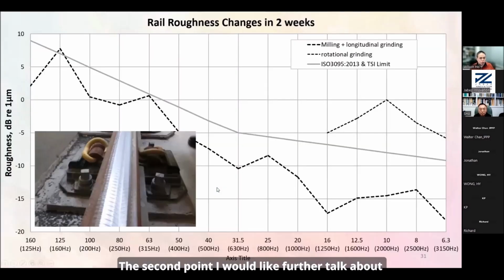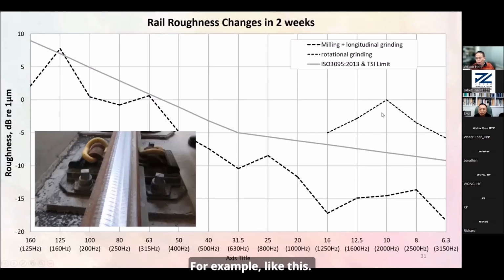The second point I would like to further explain is about rotational grinding. Normally, after the rotational grinding, there is a grinding mark. This grinding mark makes the wheel rough. For example, like this, it is typically 5 to 10 dB higher than the TSI limit at very small wavelengths, 10 millimeters, 1 millimeter, this type of wavelength. This type of roughness is actually about 1 micrometer, talking about 1 to 1,000 millimeters, 1 micrometer. However, it is already very high, 8 dB higher than the TSI limit.